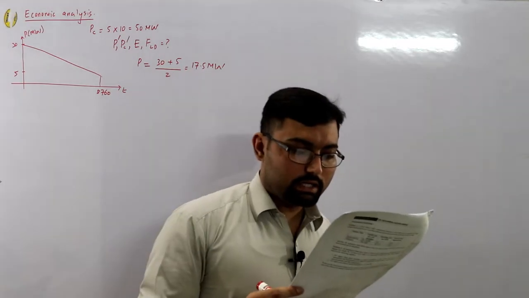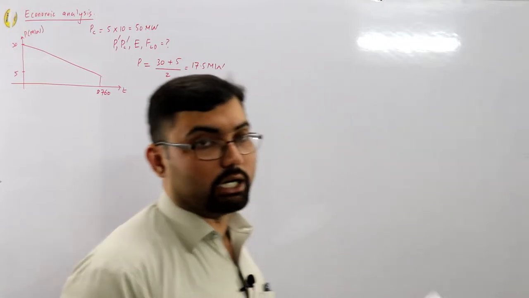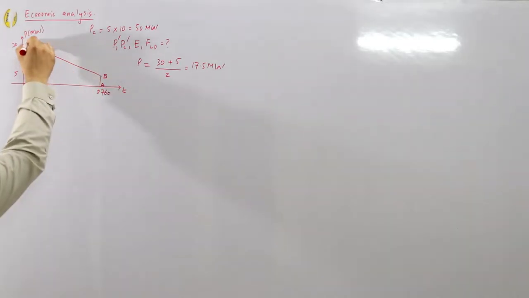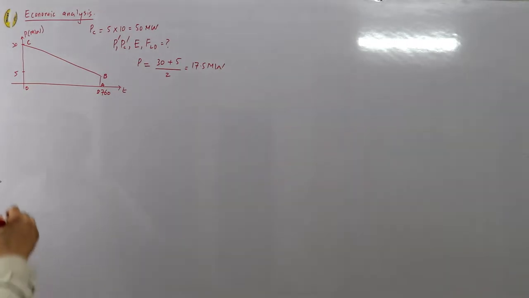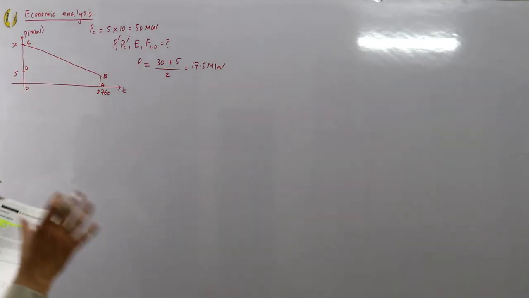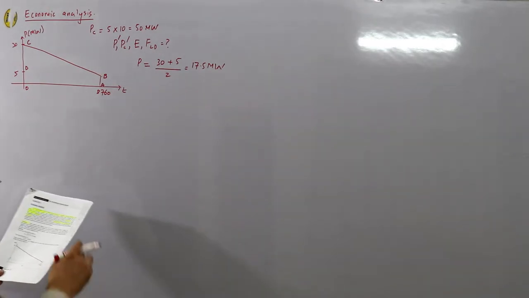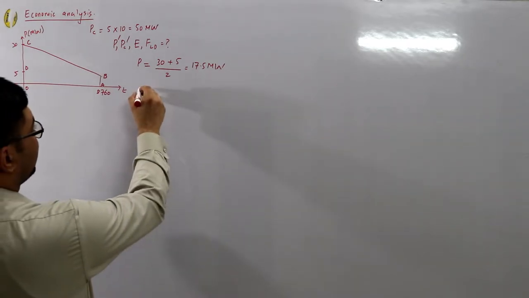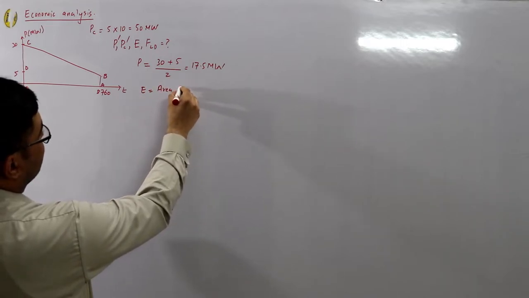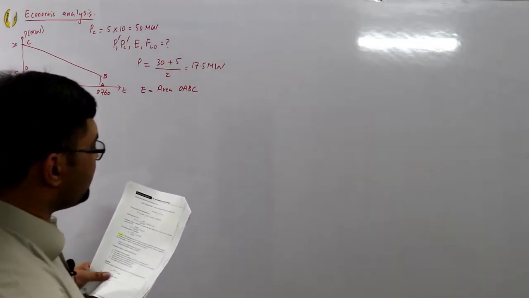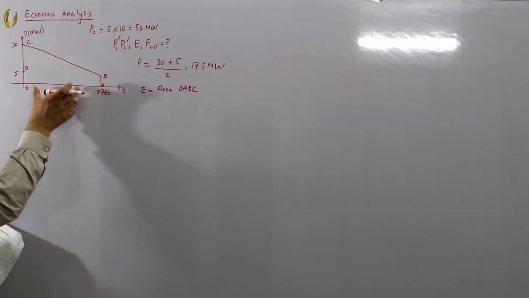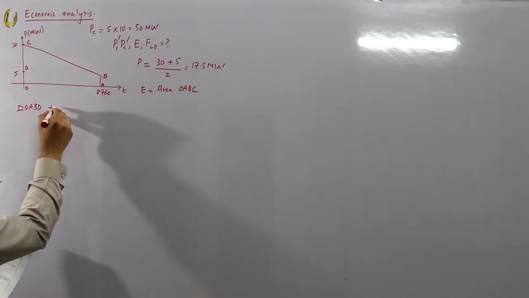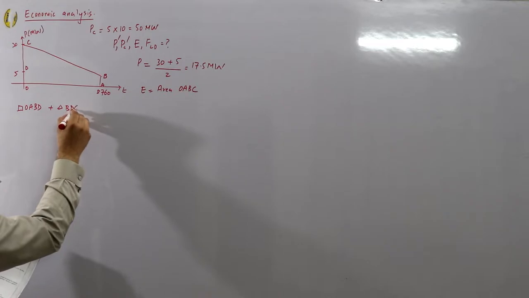The units generated annually are the area under the curve. For instance, I name these points O, A, B, C, and this one D. The area under the curve gives the energy units, the area O, A, B, C. And what is O, A, B, C? It is a combination of the rectangle O, A, B, D plus the triangle B, D, C.